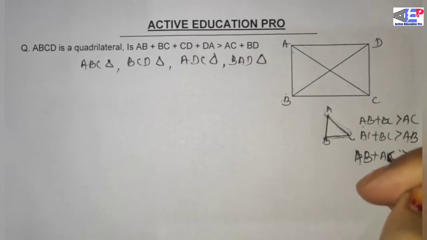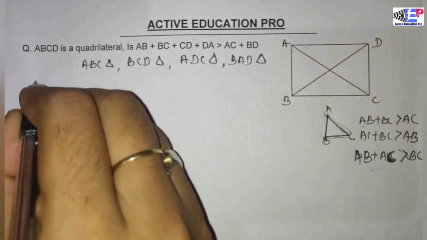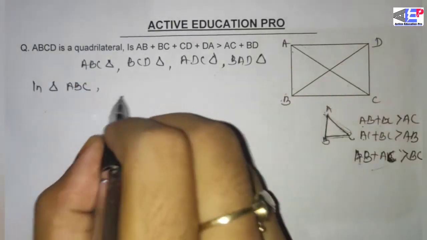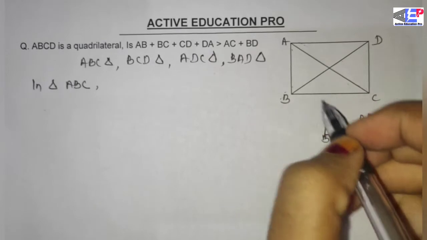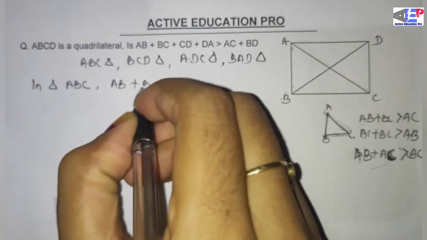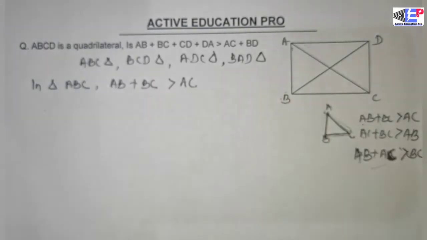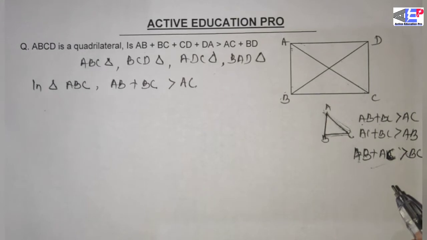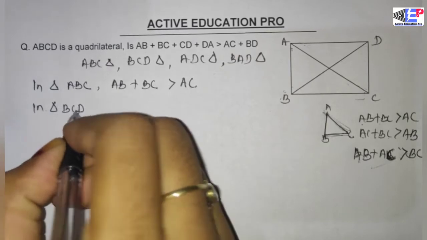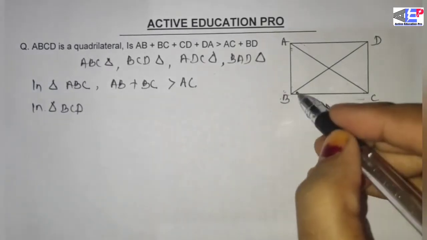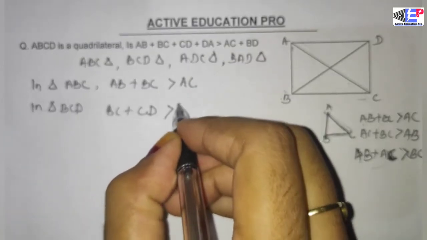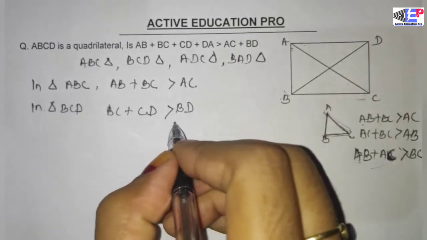As per the side property of a triangle, first consider triangle ABC. In triangle ABC, AB plus BC greater than AC, because ABC is a triangle and it is the side property of a triangle. Similarly, in triangle BCD, BC plus CD greater than BD.